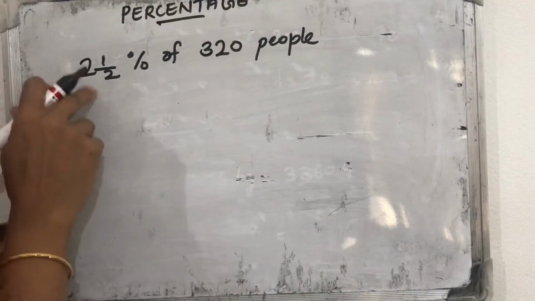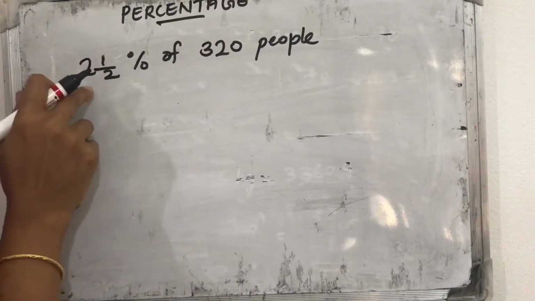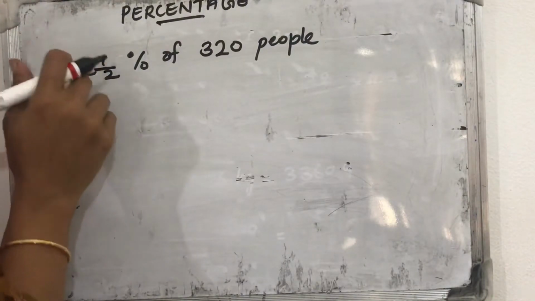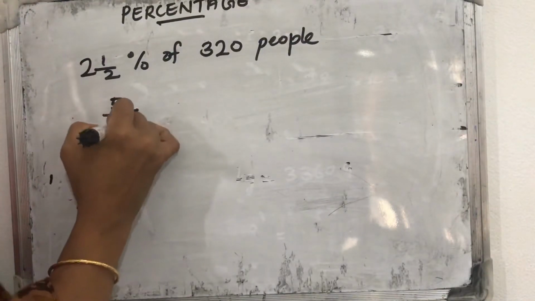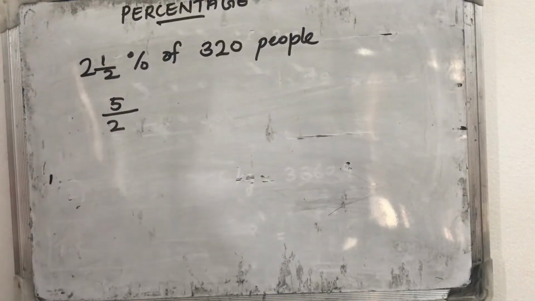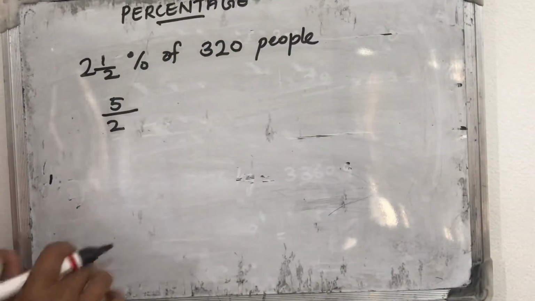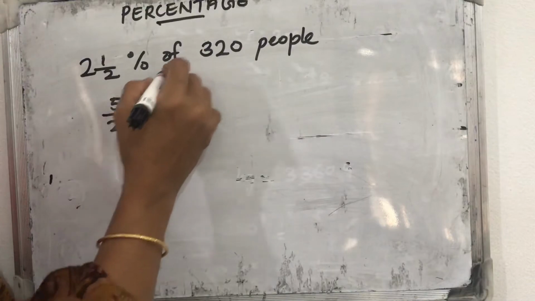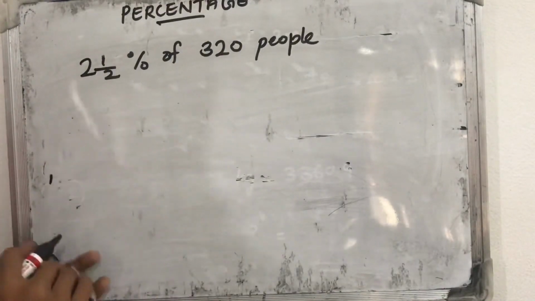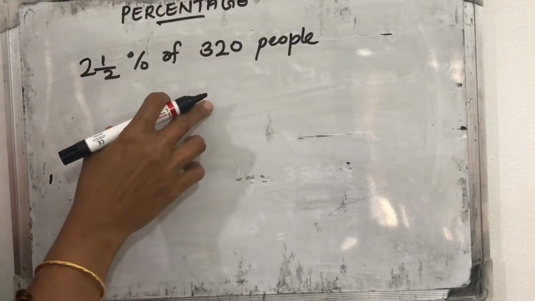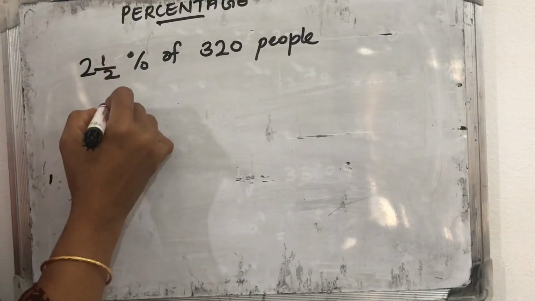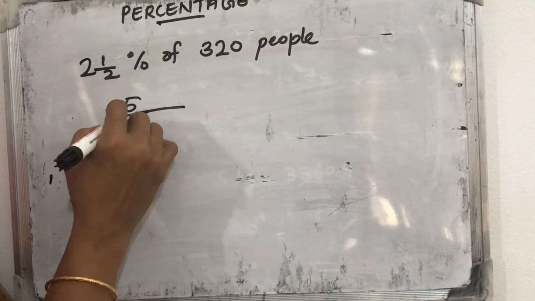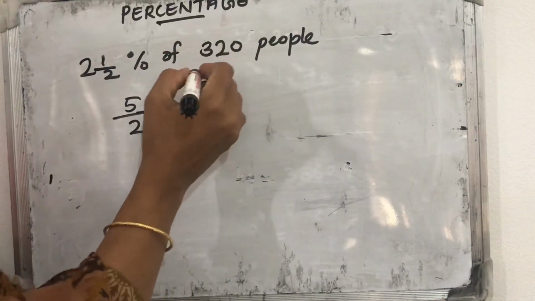For that, first we convert this 2.5% into an improper fraction form. 2.5 is 2 into 2, 4, 4 plus 1, 5, so 5 by 2. Percentage of 320 people, how can we calculate? So 5 by 2 into 100, and we are finding 2.5% of 320 people. So 2.5 means 5 by 2, and the percentage of 320 people is this.